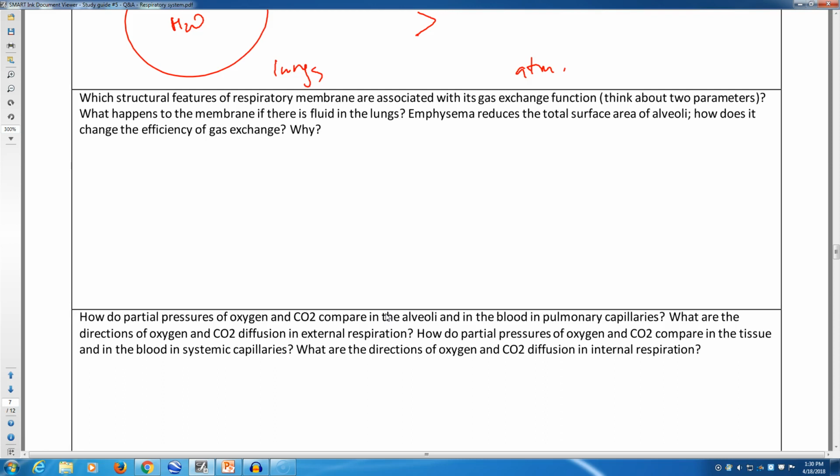So if there's fluid, what happens to the thickness of the membrane? Increases, and in emphysema, surface area of alveoli decreases. I put the answer there for you. Just remember, what will worsen the respiratory function? A decrease in the surface area of the respiratory membrane. So that question is answered right there.